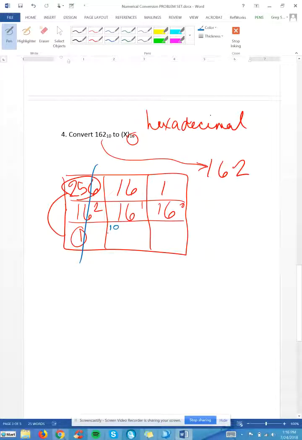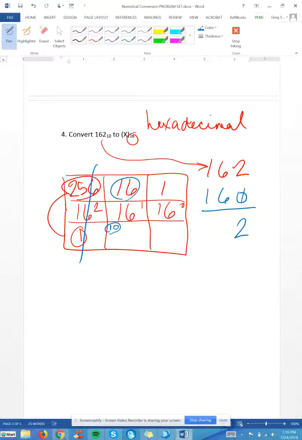But what I want to do is multiply our 10 times the 16. And that gives us 160. And then you subtract, and what you get is a result of 2. Now, before we take care of that 2, we're ultimately trying to get to a result of 1.